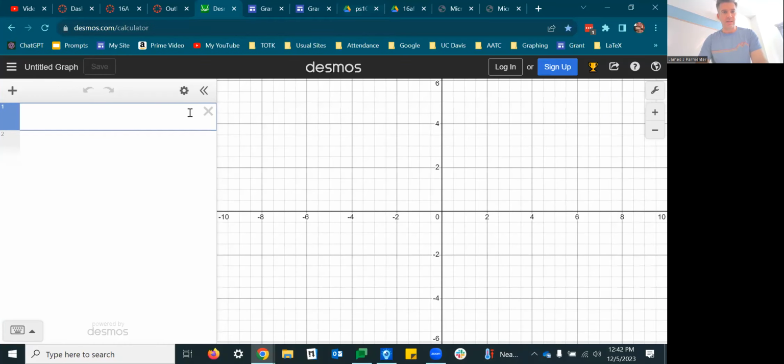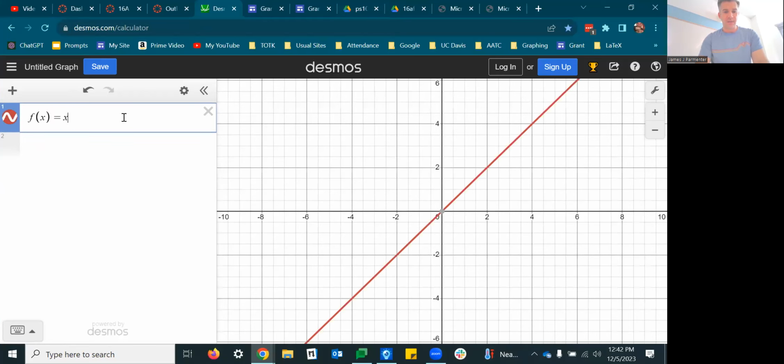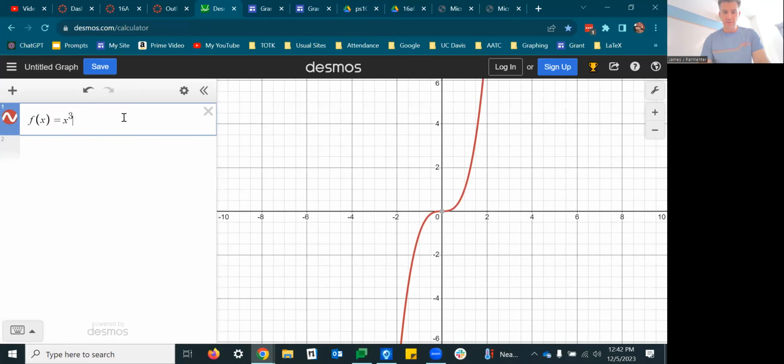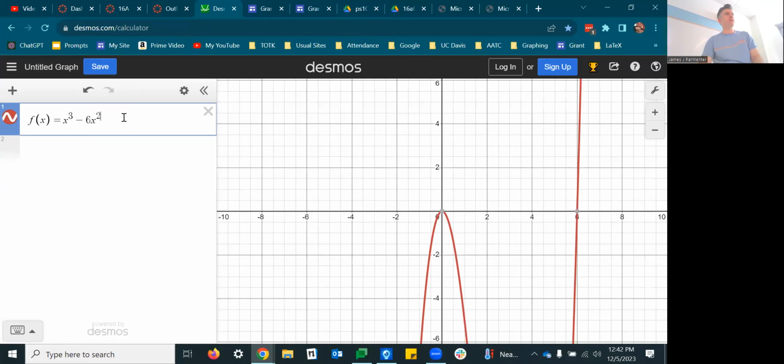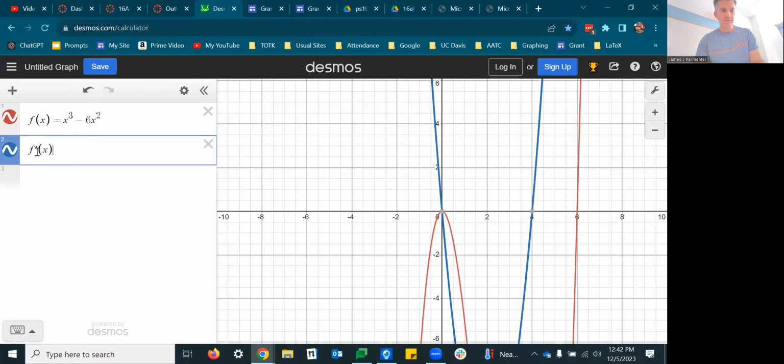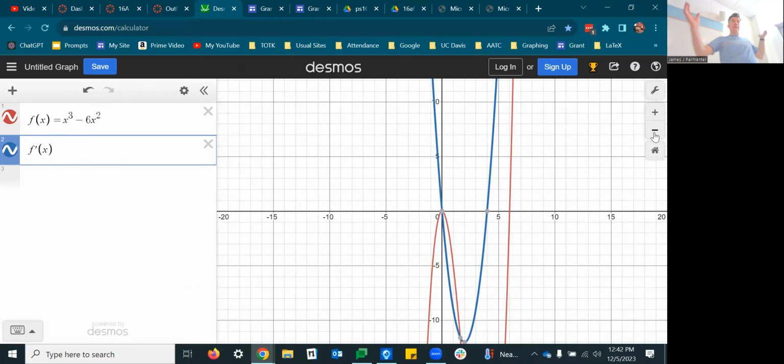So here is something that is neat. Let's say you want to graph a function, like x cubed minus 6x squared. Nice. Well, let's say you wanted to graph its derivative and you really didn't want to find its derivative. Check this out. It graphs its derivative. You just write f prime of x, right? Did you all know this? No, cool. I didn't either. Some student showed me that and dropped it. I was like, really? That works?